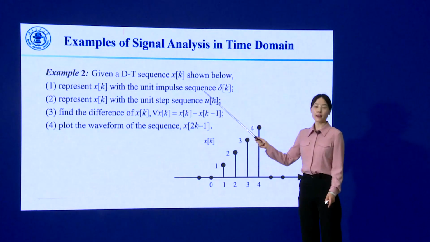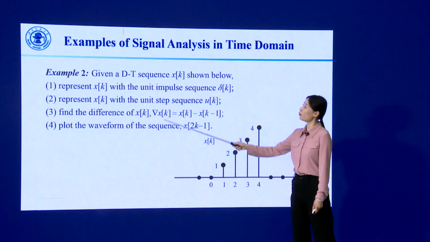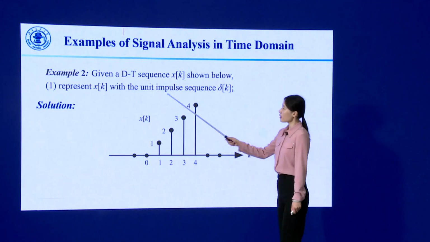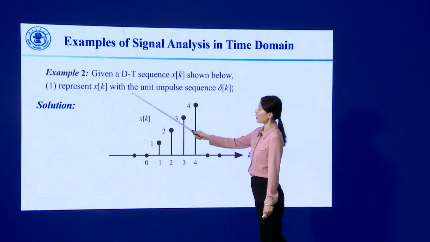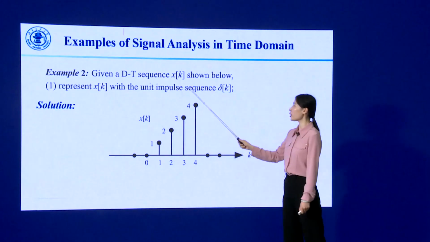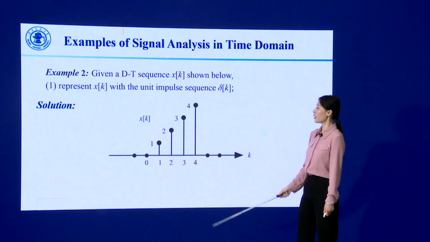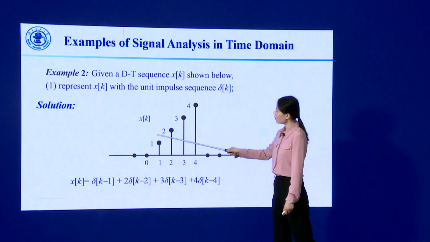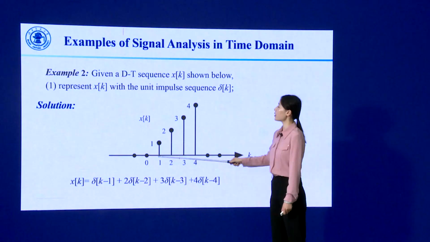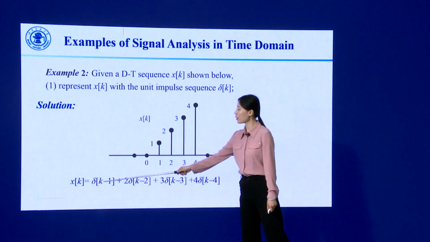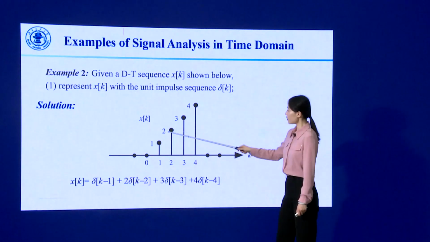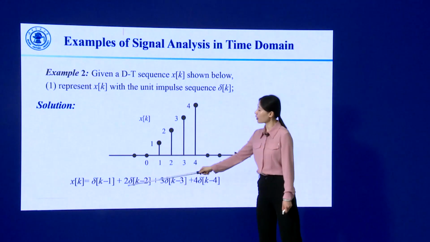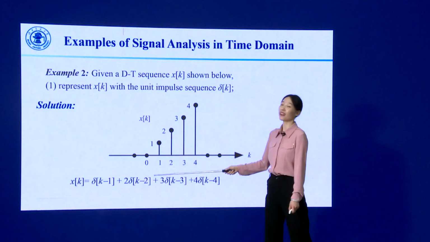Here is another example. It has 4 questions. The first question is represent s(k) with the unit impulse sequence. Here is the solution. For this value, it can be represented using delta of k minus 1. For these values, it can be represented as 2 times delta of k minus 2.